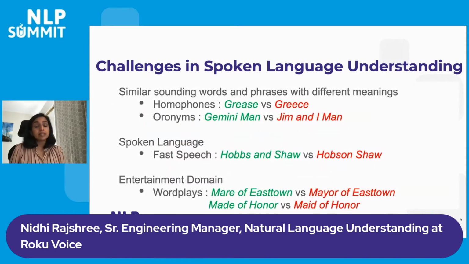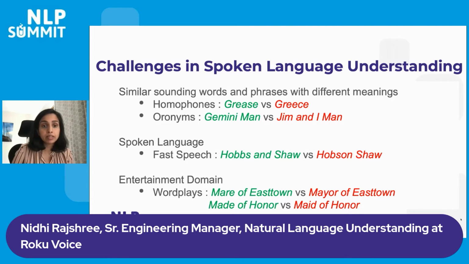So let's understand why this really happens. At the base of this is the fact that there are similar sounding words and phrases with different meanings. Now, for example, homophones, which are similar sounding words with different meanings, you have these different versions. And here's an example: Greece versus Grease. And as I'm speaking it, I'm pretty sure you won't be able to make out the difference. Even a human ear can't make out a difference. It's really difficult for an ASR to do that. But those are the kind of challenges that homophones present. And then oronyms, which are basically similar sounding phrases with different meanings.